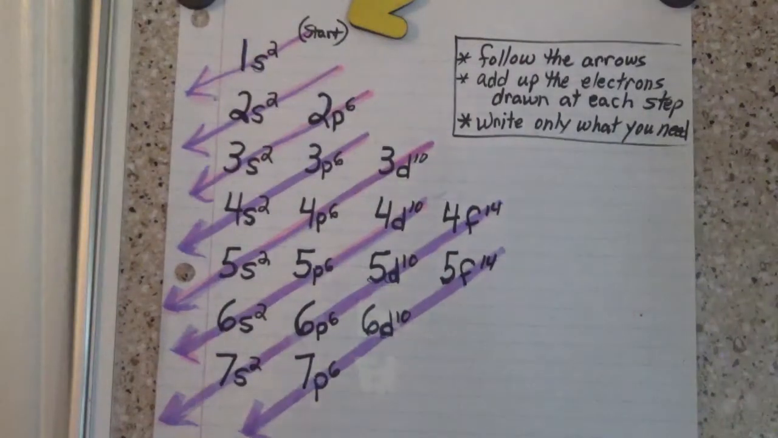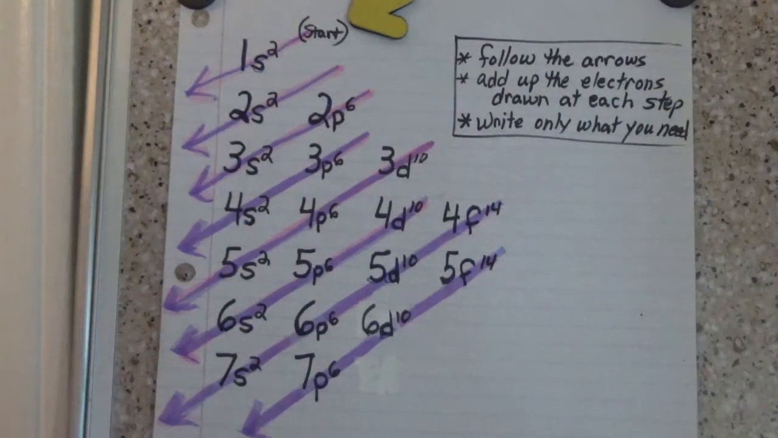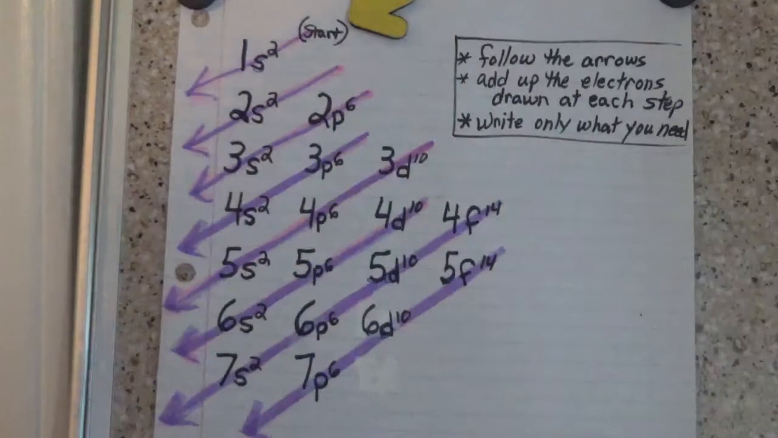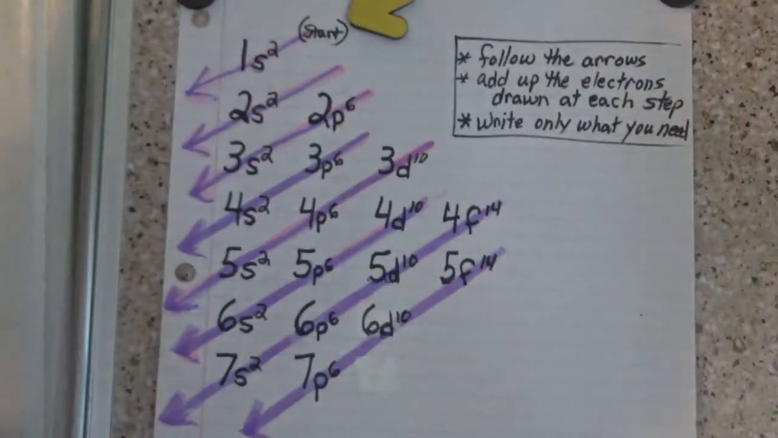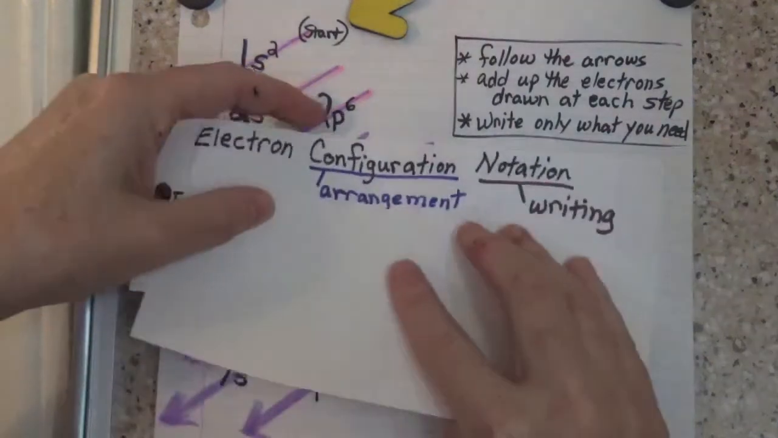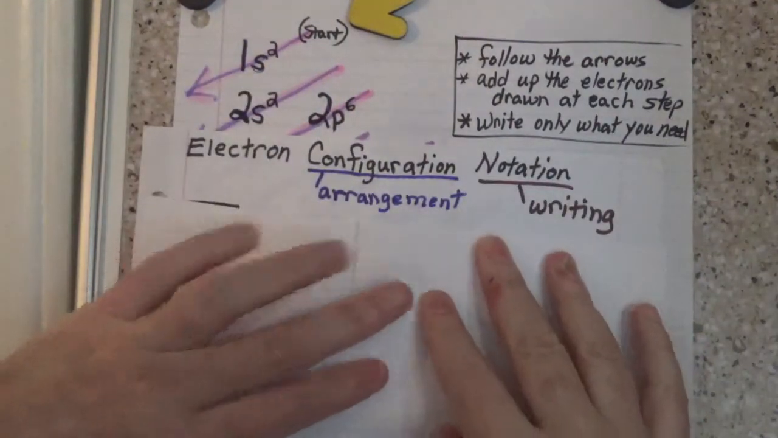Okay, this video is going to be about electron configuration notation, and we're also going to explain how the diagonal rule is important to help us be able to do this kind of work. Okay, first of all, you have to understand what electron configuration notation means.